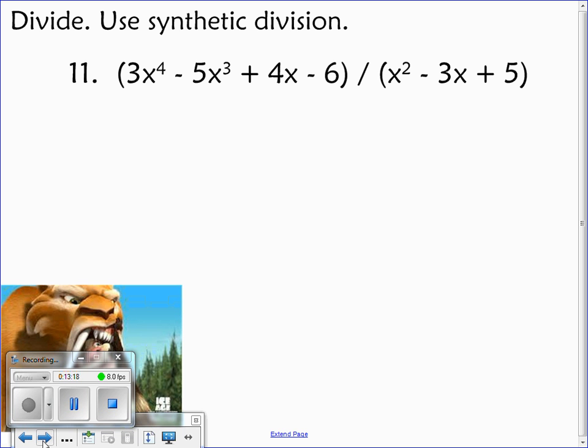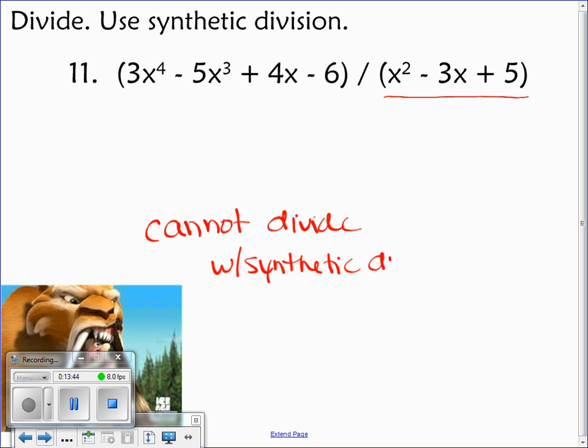Okay, how about number 11? Why can't I do it? There's a lot of things wrong with it, right? It says divide, use synthetic division. Can I divide by something that looks like that with synthetic? No. So this one I cannot divide with synthetic. Should you be able to recognize it? Yeah, you should be able to recognize that. Now, if the directions just said divide, could you use long division? Yeah, you could.